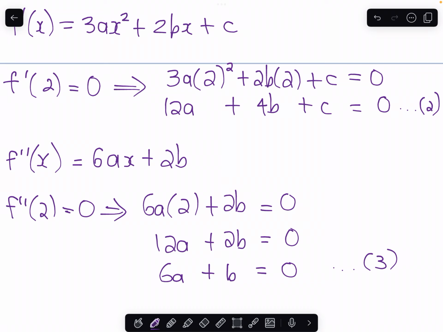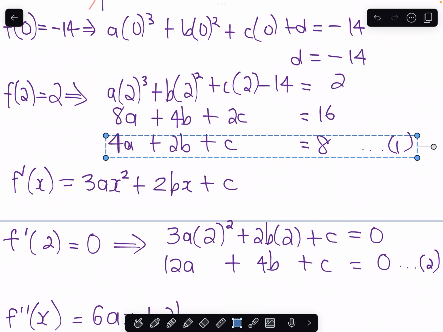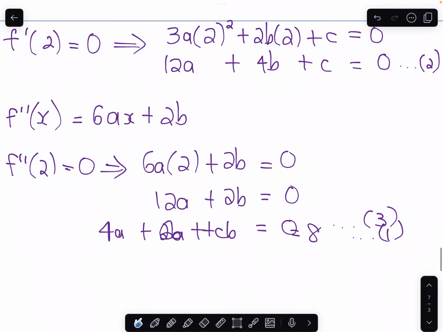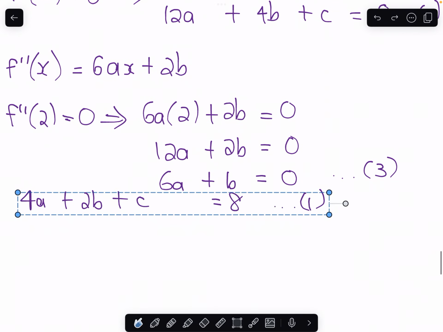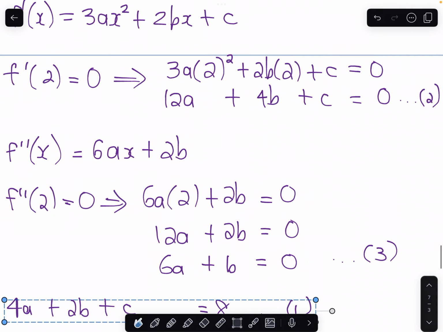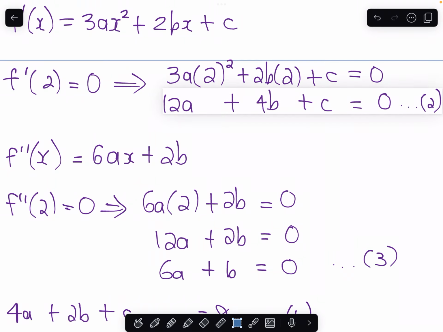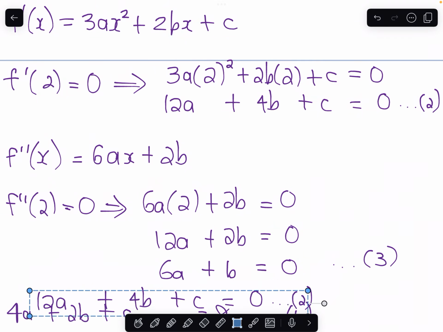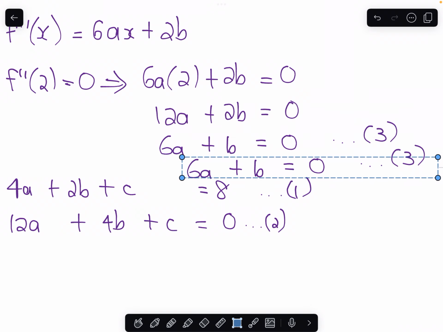So those are our 3 equations, right? Equation number 1. Did this thing just land up in a very weird place? Okay. Right, equation number 1. Equation number 2. And number 3.